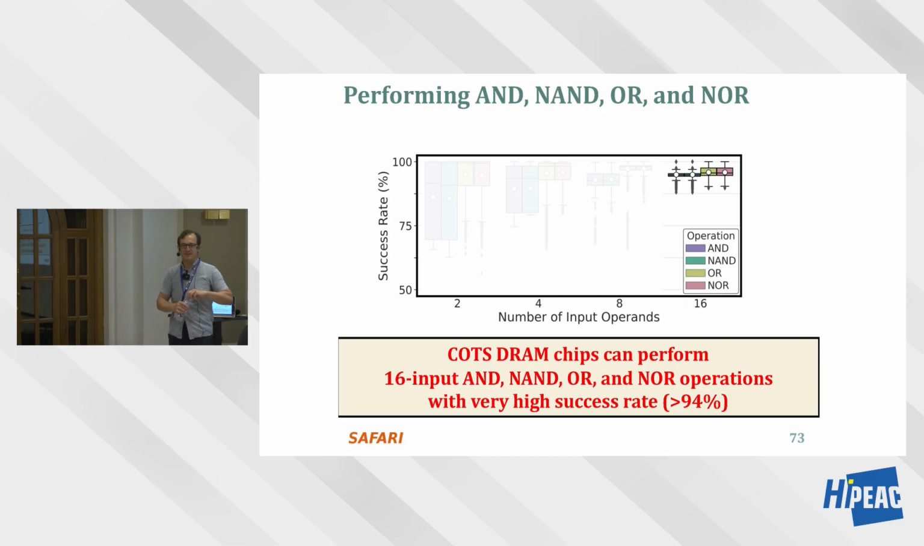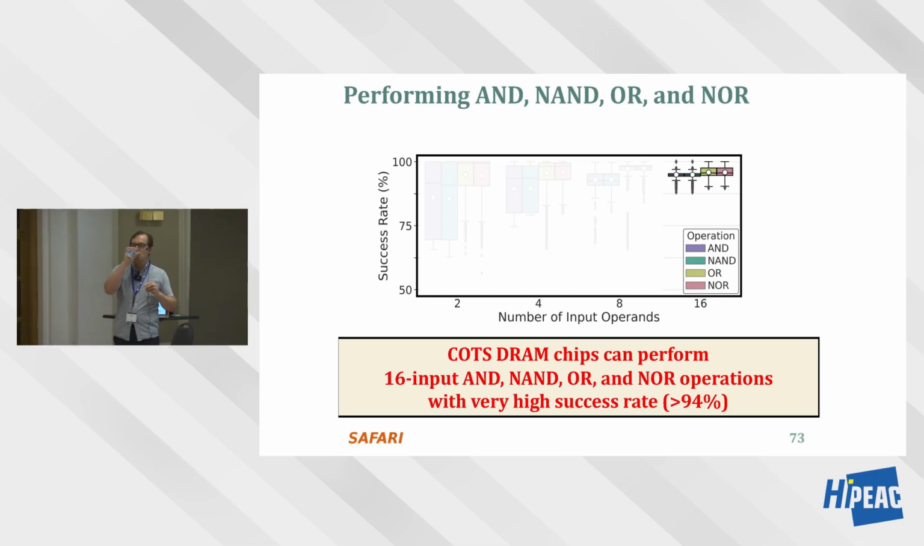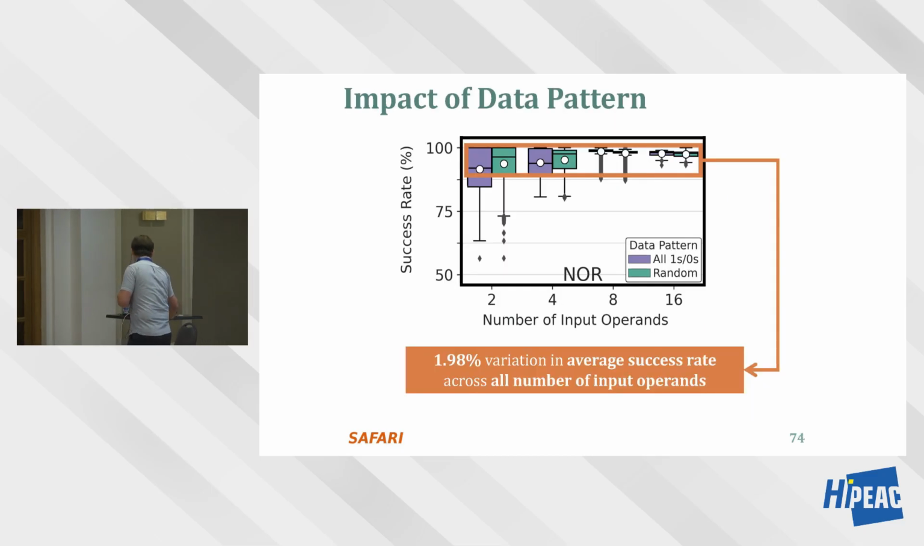Yes? What do you mean with high success rate? 94%. So 94, what is the highest success rate? Essentially, 6% of the bits don't work as expected. So you have some errors. Okay. Yeah. Lot of faults. Yeah, exactly. But that's expected because DRAM is not designed for this purpose. The fact that we get even 90% success rate is quite good in my opinion. Okay. And then data pattern changes these effects.